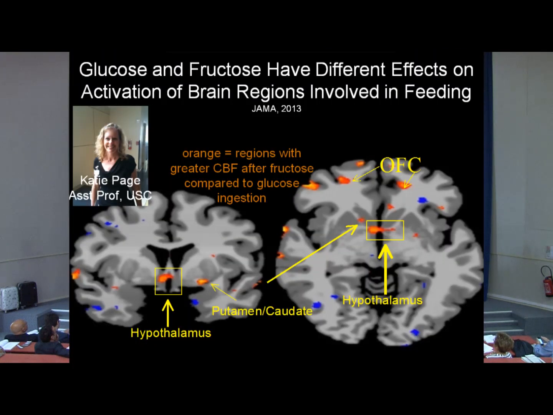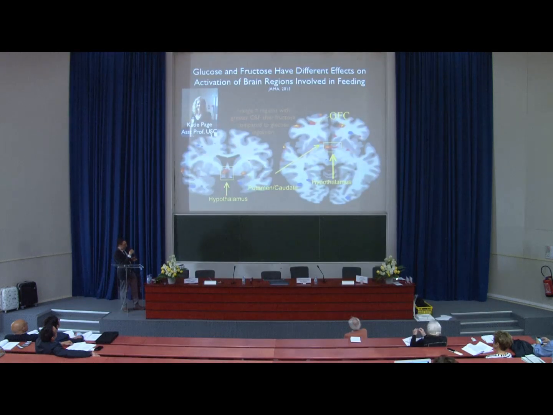Also, this is a study published by my colleague earlier this year that used functional MRI to show that when young adults consumed fructose relative to glucose, the sugar affected different parts of the brain very differently. The orange spots are areas of the brain that responded more to fructose than glucose and included, for example, the hypothalamus.